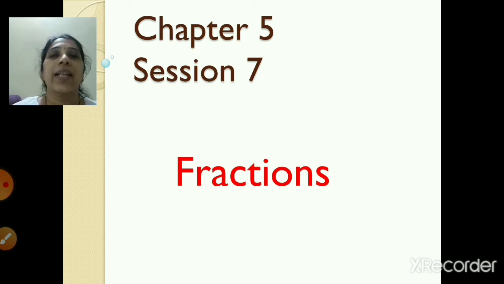So children, in the last session we were solving problem set 20, and that was based on the addition of like fractions. So we have completed the first serial number. Now we'll move to the second one.